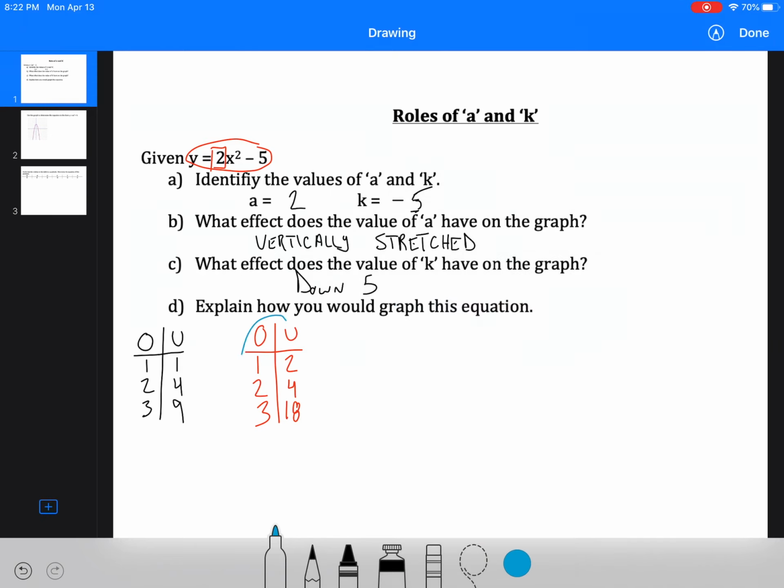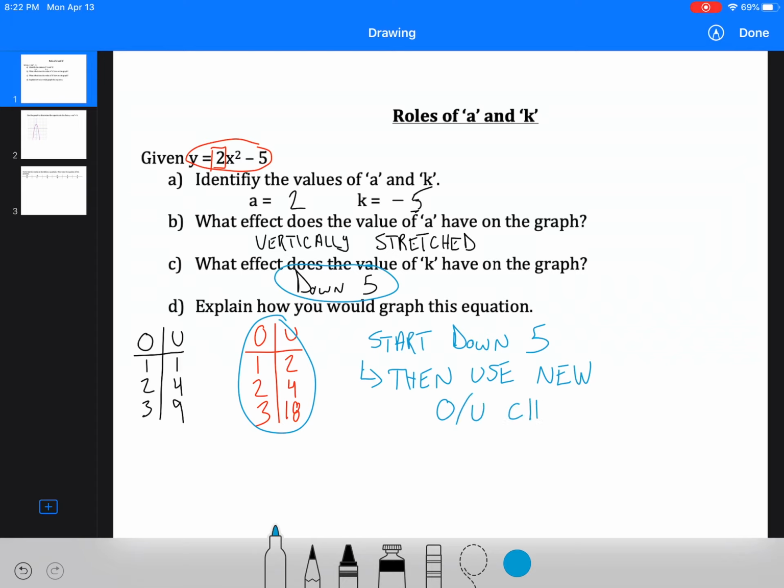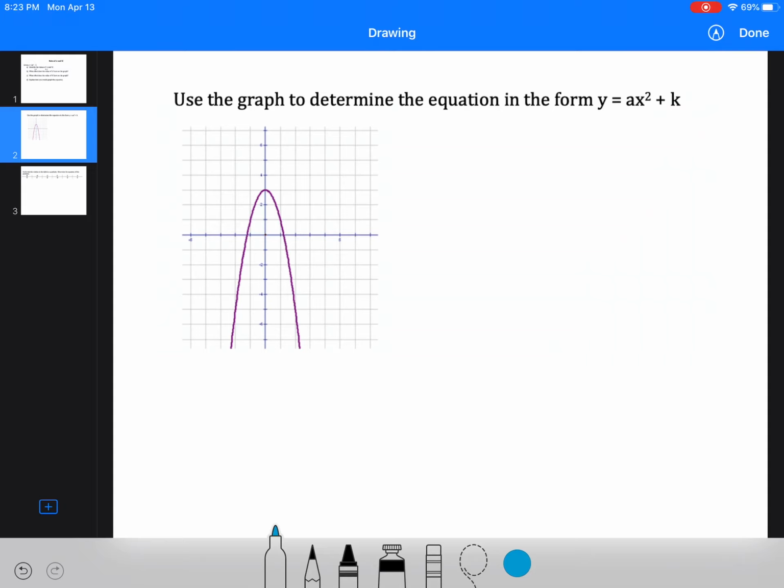We've multiplied all of our values by the A. And what we're actually doing is starting that over and up down 5 from the vertex. So we start down 5 and then use our new over and up chart. Our over and up chart is always 1, 2, 3, and then we multiply all of these values by whatever our A value is. Okay?